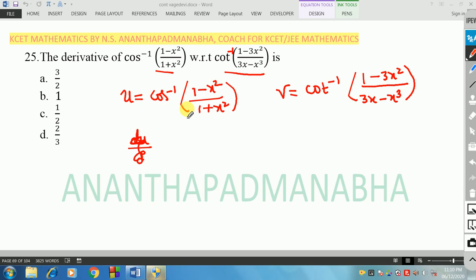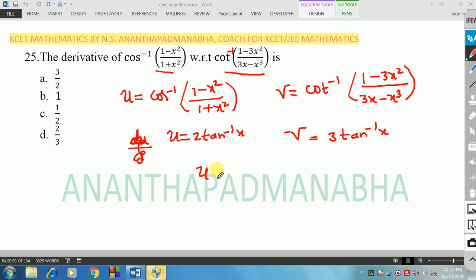So before going to du by dx, we'll observe cos inverse of 1 minus x square by 1 plus x square is 2 tan inverse x, that is u is equal to 2 tan inverse of x, and v is equal to 3 tan inverse x, that is cot inverse of 1 minus 3x square by 3x minus x cube is nothing but 3 tan inverse x. This is the formula from inverse trigonometry again. So now you can observe there is a relation between u and v now. u is equal to 2 tan inverse x, v is equal to 3 tan inverse x.